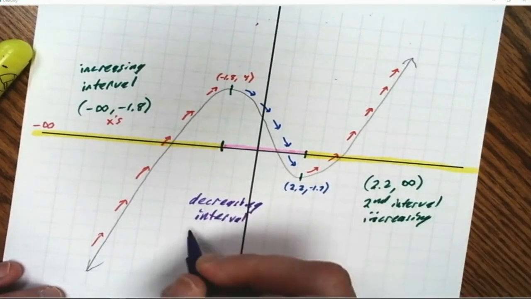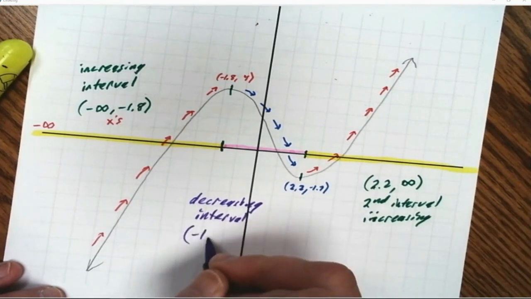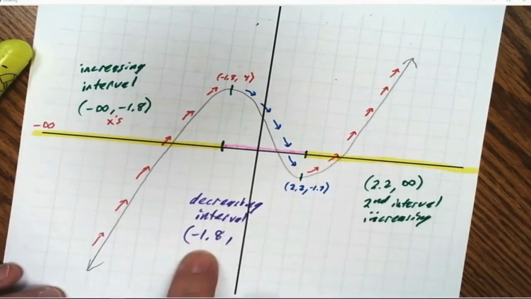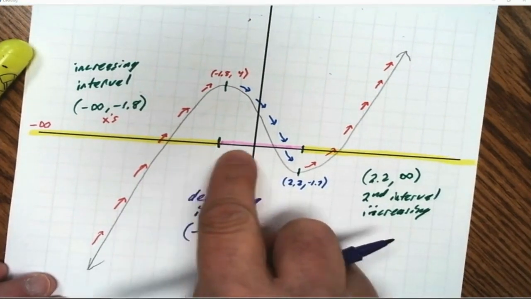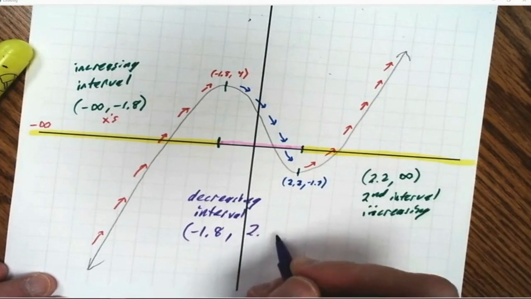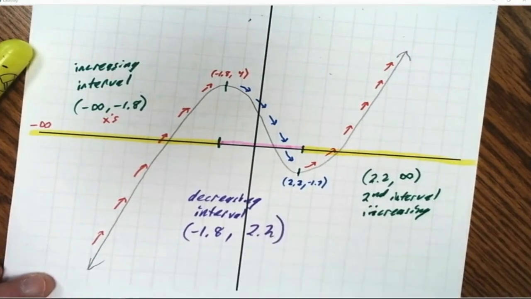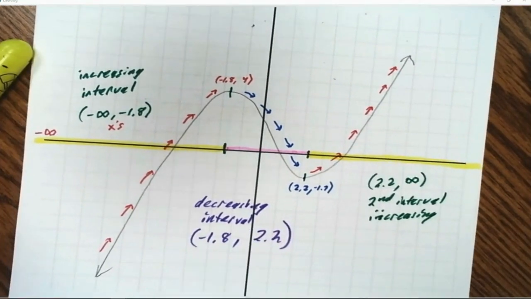where does it start and end? It starts at negative 1.8. That's where the decreasing interval started. See right there? It started, and it kept going all the way until 2.2. That is the decreasing interval.